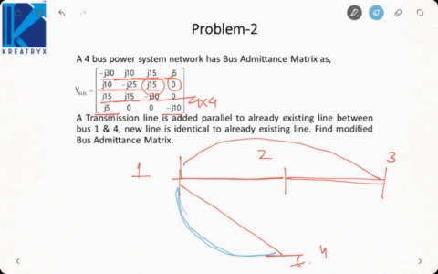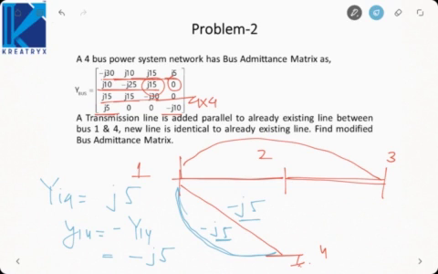Okay. Now this new line is added. It is identical to the already existing line. So let me identify the admittance of the already existing line. Now y14 that is given to me in the bus is minus j10. Sorry, y14 is j5. That means y14 will be minus y14, that is the negative of the diagonal element, minus j5. So this line is minus j5. Now an identical line is added. This will also be minus j5.